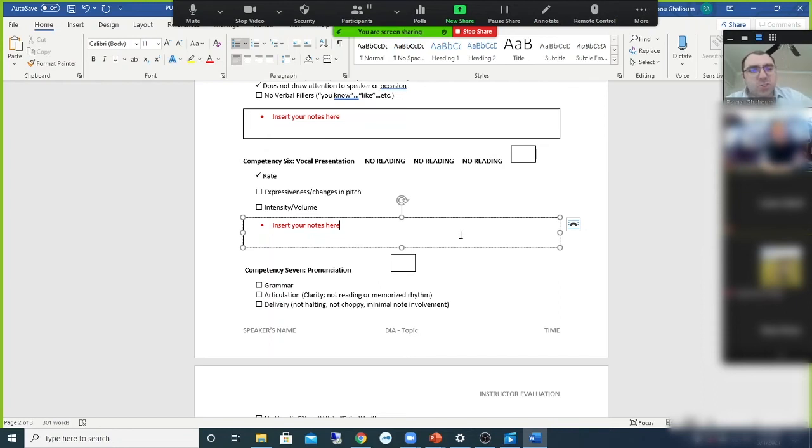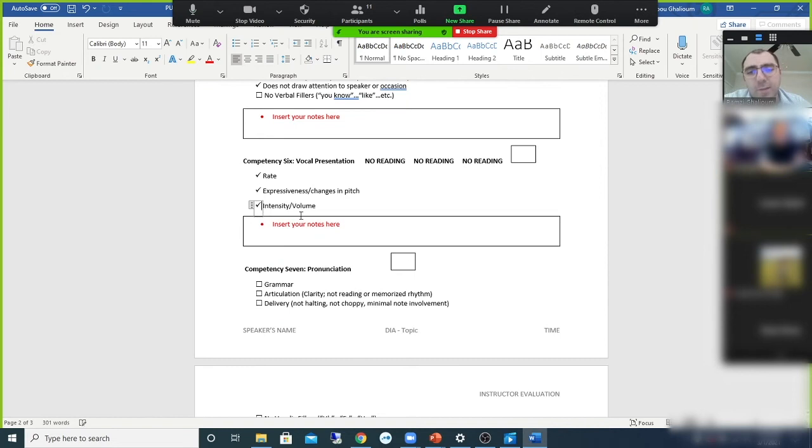Expressiveness, changes in pitch. Was I monotonous? Was I dynamic? I think in general, I would give myself points for dynamism. I wasn't saying, the guitar was invented in 1931 by George Beauchamp. There are a multitude of electric guitars. Unless you're doing that, you're going to get the points for expressiveness and changes in pitch.